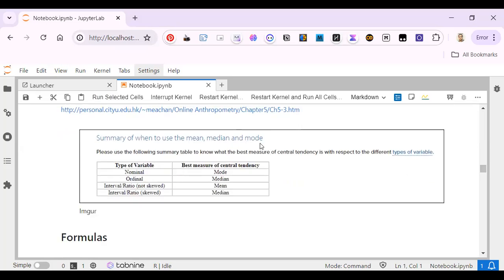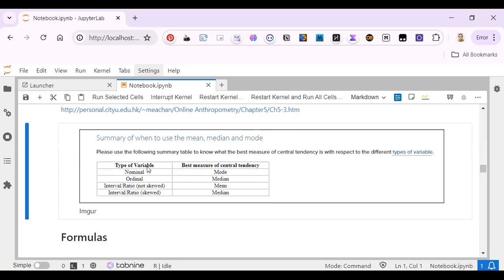So, a summary of when to use mean, median, mode. We understand that initially central tendency is there. We know the mean, we know the median, and we know the mode. But when should I use them? That's important. And where should I use them? So I give here a simple diagram.